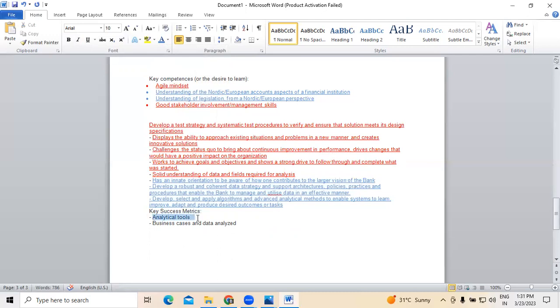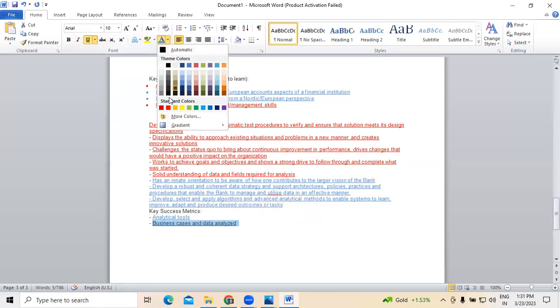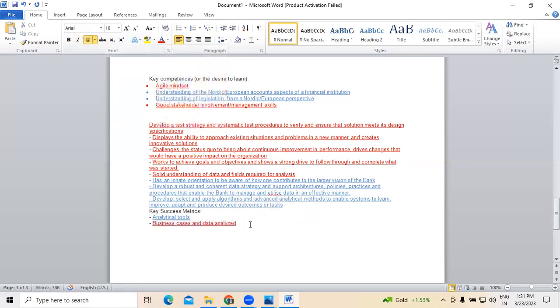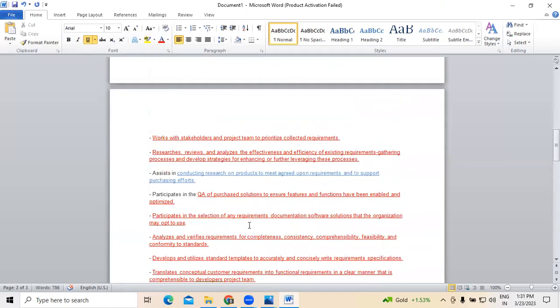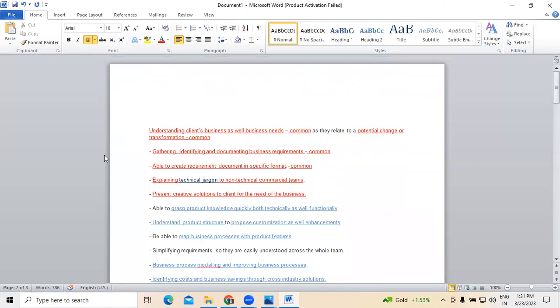Next, key success metrics. If there is any kind of analytical tools experience, it could be Python or R programming, or something like that, it may be required. At the same time, developing a business case and data analysis is also required, because understanding the business case is essentially required and important. So this is how generally one has to understand the job description of a BA.